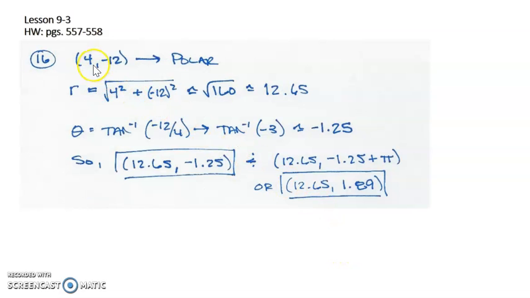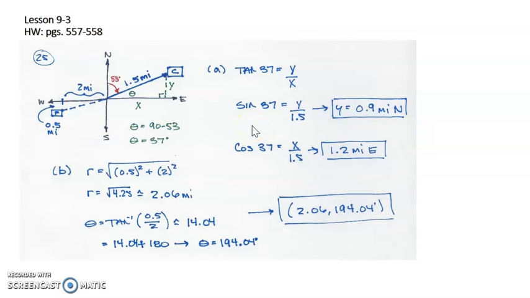Let's look at 16. They give us 4 and negative 12, exact same process. So my r value is 12.65. My theta is negative 1.25 radians. And so there's my first polar coordinate. I have to add pi to it as well, and I get 12.65. That actually should be a negative 12.65 and 1.89. So I'm going to have a positive and a negative, kind of the front end and the back end. Hopefully that makes sense. If not, send me your questions.